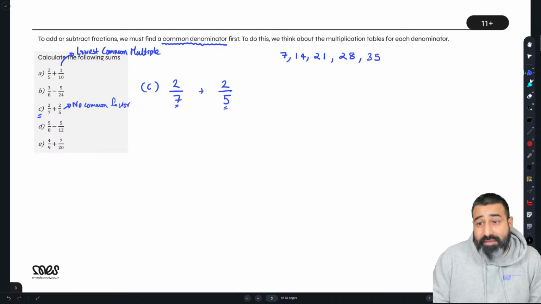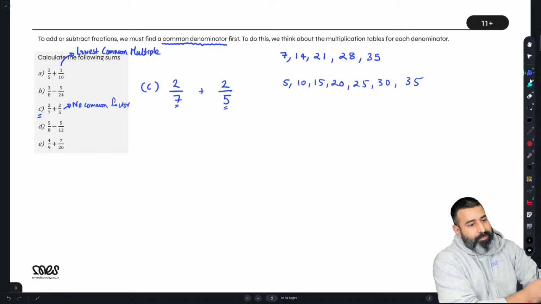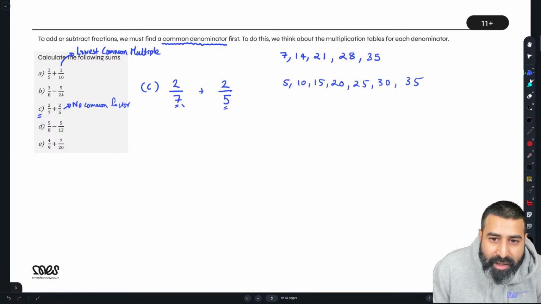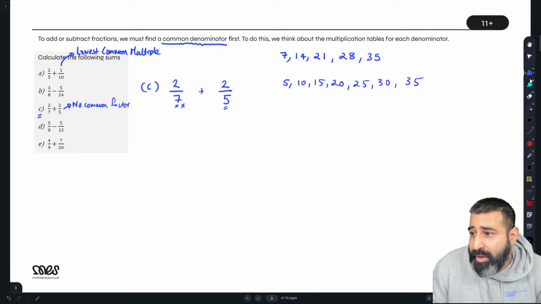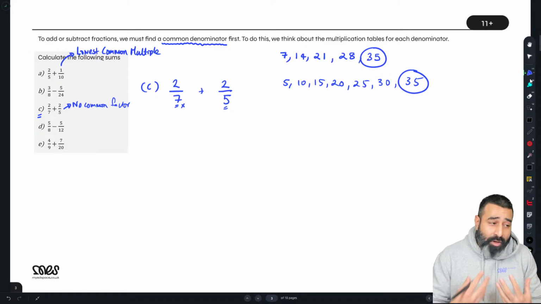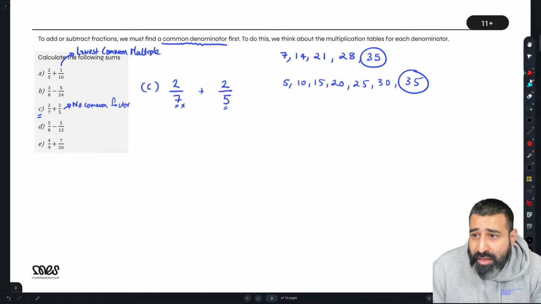So let's have a look at our 5 times table. 5, 10, 15, 20, 25, 30, 35. Okay, what could I do here then? So I can multiply the 7 by some number, because look, 35 appears in the 7 times table and 35 appears in the 5 times table. If there's no common factor, we have to multiply them together, okay? Not going to do the kiss and smile method just yet. So to get to 35, what do I need to multiply 7 by? Do you all agree it's 5?